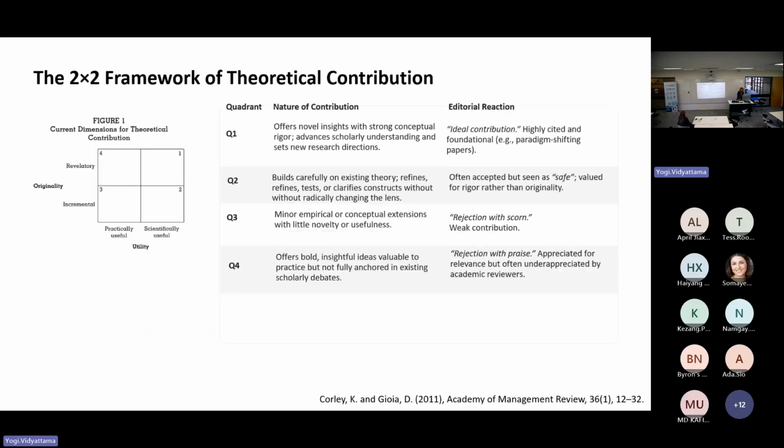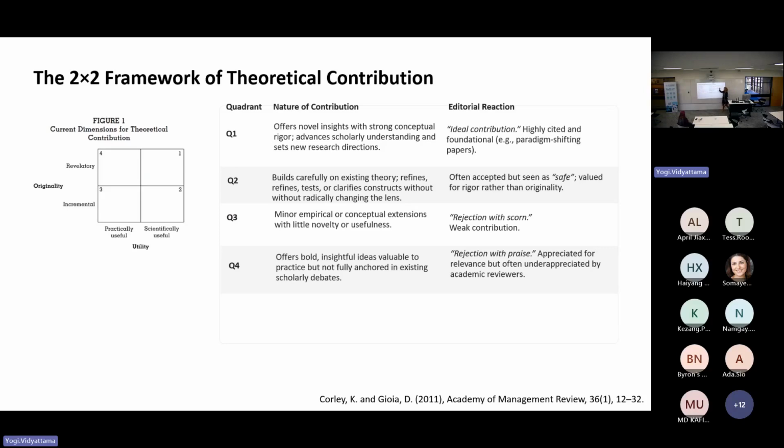Now, it becomes really interesting when you look at these quadrants. Because what they say, through the method they used, is they took the most cited papers published in the Academy of Management Review over the 20 years, and they tried to place them among these different quadrants. This is how they came up with it, the method behind it. So what they're saying is, if the research is falling in the Q1 category, it's revelatory, originality, and scientifically useful, this is the ideal contribution. This is like perfect, right?